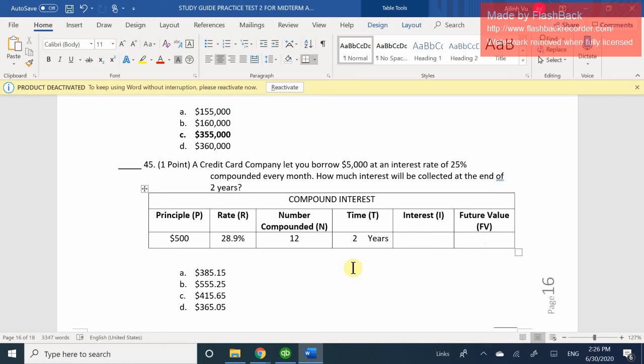It's principal times, in parentheses, 1 plus rate over number of compounding periods, to the exponent of the number of compounding periods times time. Exactly. Okay, and that's to solve for what? Future value. It's to solve future value.